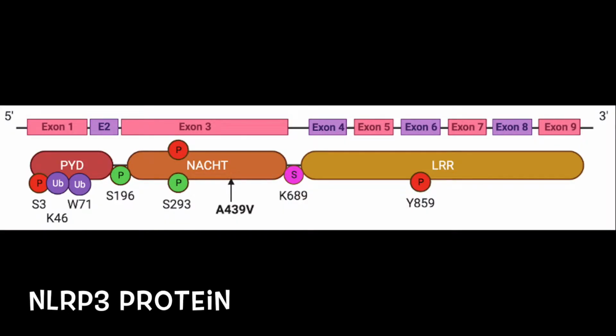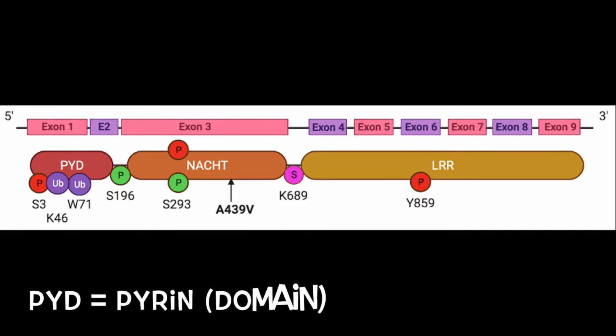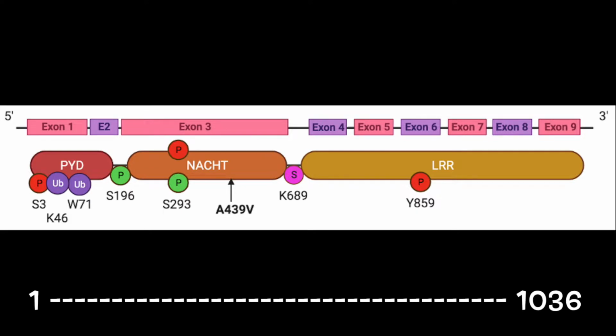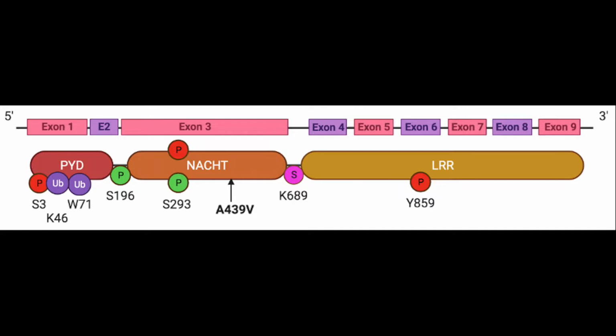This shape represents the NLRP3 protein, and above the protein I've lined up the exons from the messenger RNA. So if you have a mutation in exon 3, you can see it is likely to be in the NUC domain of NLRP3, which is where most CAPS mutations are. But if your mutation is in, say, exon 1, then your change is in the PYRIN domain. I've got my mutation shown here in the NUC domain, my alanine to valine change at amino acid number 439 in the string of 1,036 amino acids that make up the full NLRP3 protein.